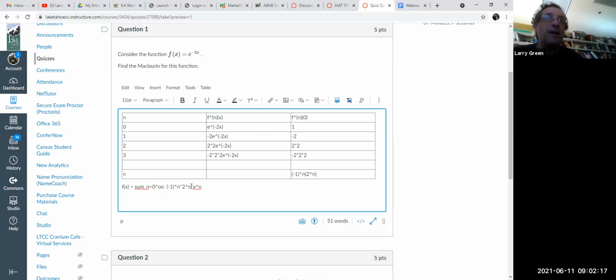Oh, I forgot to divide by n factorial. Should have had a question. So then divided by n factorial, because that's part of the series.